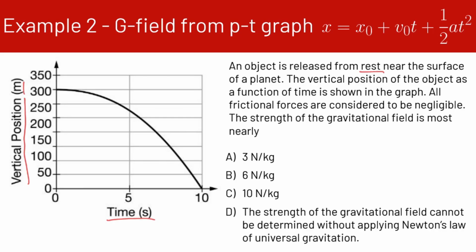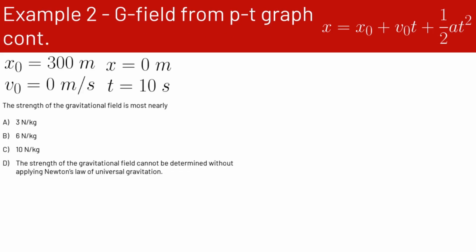All right, so I'm going to go ahead and move to the next slide so I have some room to do calculations. Okay, so here we are with all of our initial information. From the graph, we know that our initial position is 300 meters. Our final position is 0 meters. Our initial velocity, because we were at rest, is 0 meters per second, and our time is 10 seconds. And then here are our answer choices.